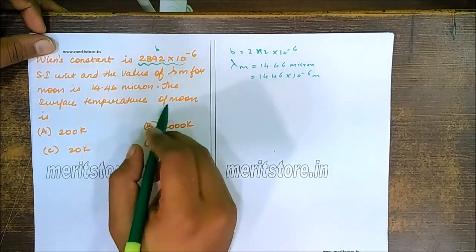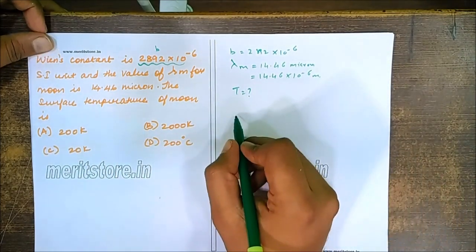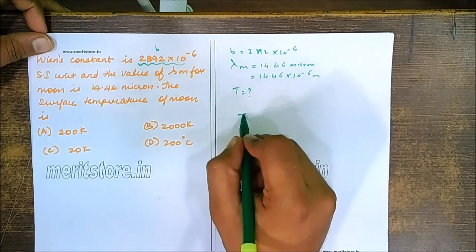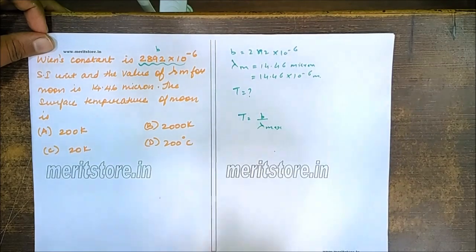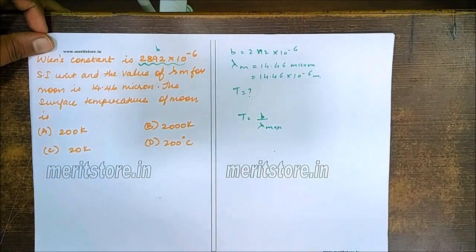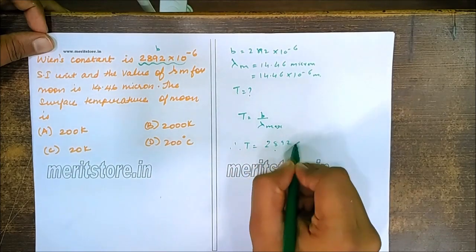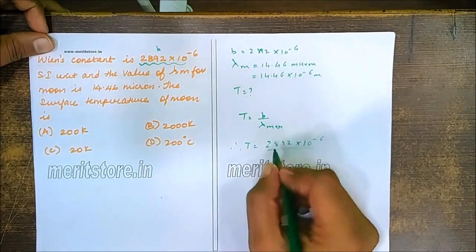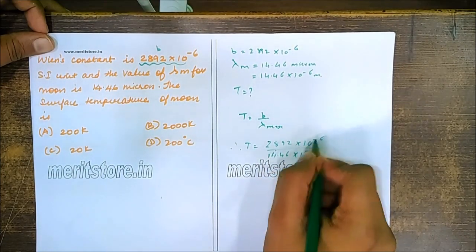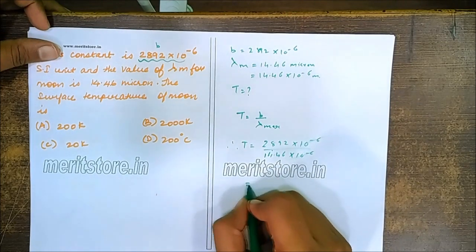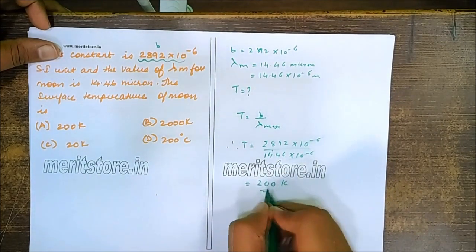The surface temperature of the moon, so temperature has been demanded. We can use Wien's displacement law, that is T is equal to b upon lambda max. Since lambda max is inversely proportional to T, therefore T is equal to b, 2892 into 10 raised to minus 6 upon 14.46 into 10 raised to minus 6. This gets cancelled. This is directly dividing as 200. So the answer is 200 Kelvin.